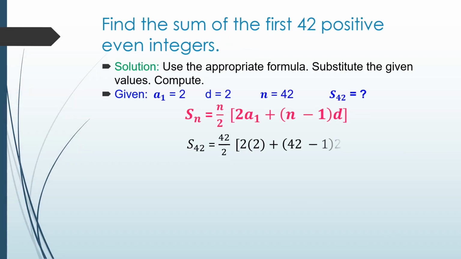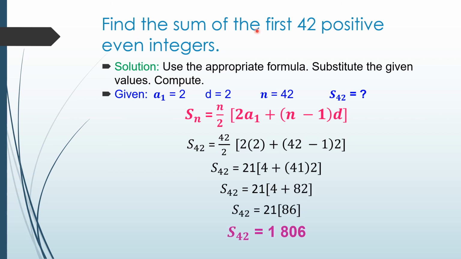Let's have this example. Find the sum of the first 42 positive even integers. So anong kailangan nating isolve? We have to solve for the sum of the first 42 positive even integers. Ano nga ba ang even integers or ang even numbers? Ito ay ang mga numbers na divisible sa 2 or kapag dinivide mo sila sa 2, wala silang remainder.